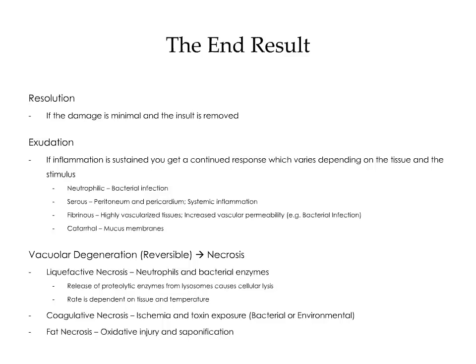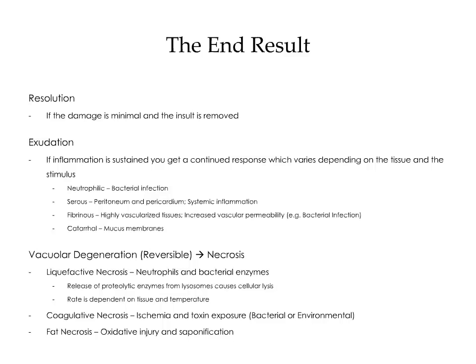Neutrophilic exudation is characteristic of bacterial infections. Serous effusions can occur in the peritoneum and the pericardium. This could be evidence of systemic inflammation. Fibrinous exudates occur in highly vascularized tissues. This is evidence of increased vascular permeability and is often in response to bacterial infection. Catarrhal exudates occur on mucous membranes, and they're generally composed of an amalgam of fibrin, mucus, and cellular debris.